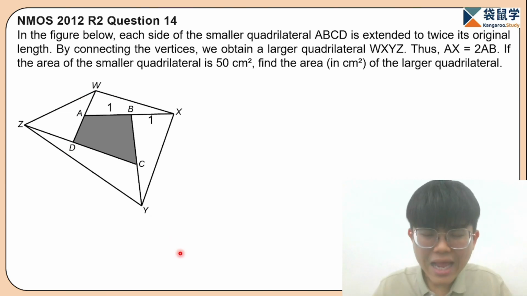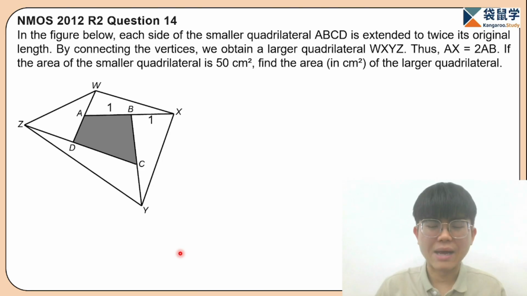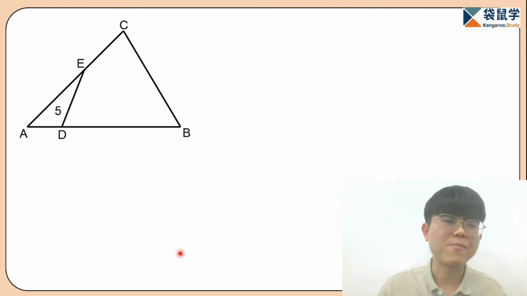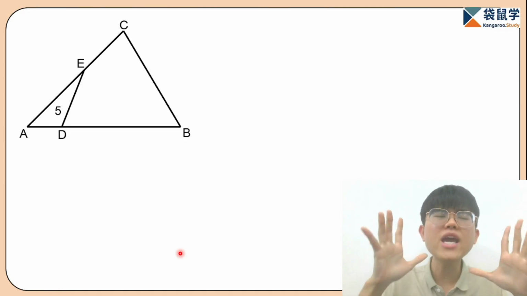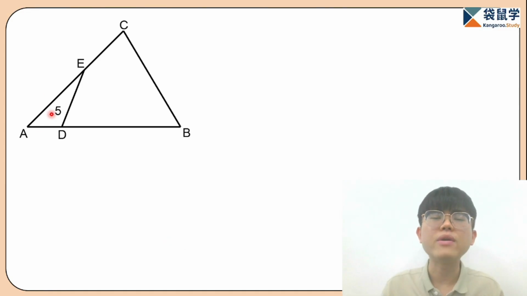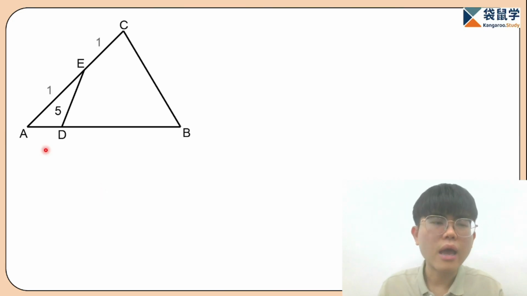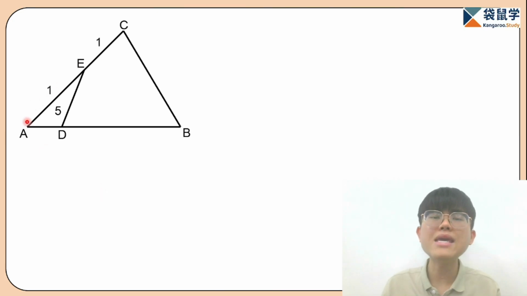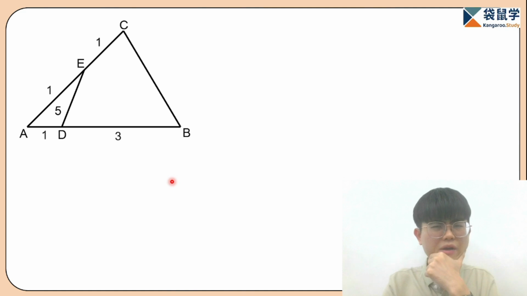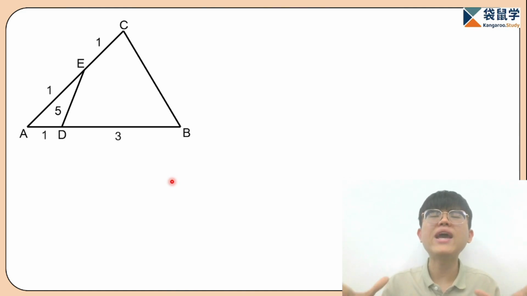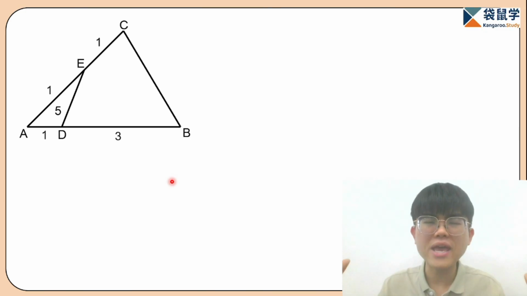Okay, everyone. Now, let's look at one example. Let's say we have this triangle right here. We are given the triangle ADE. The area is 5. And we also know that the ratio of AE to EC is 1 to 1. Other than that, AD to DB is 1 to 3. Now everyone, based on the information given here, how do we find the area of the whole triangle ABC?